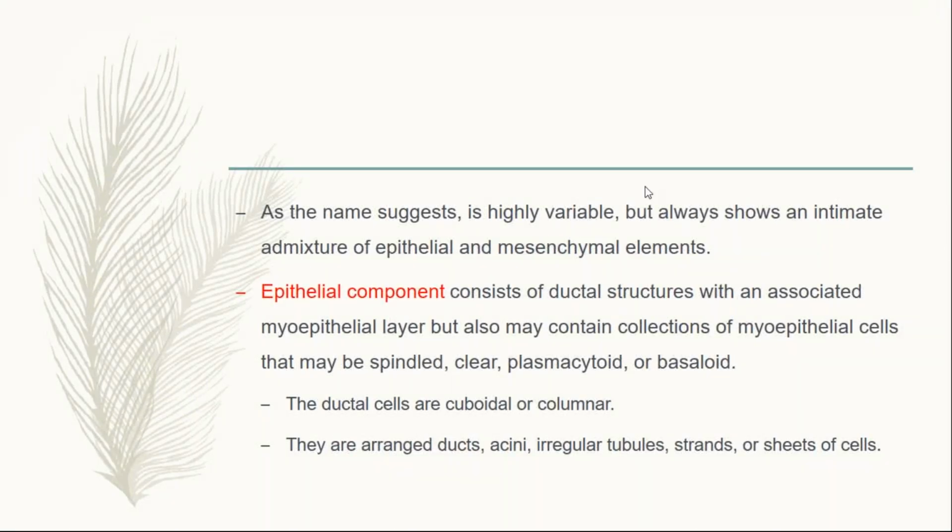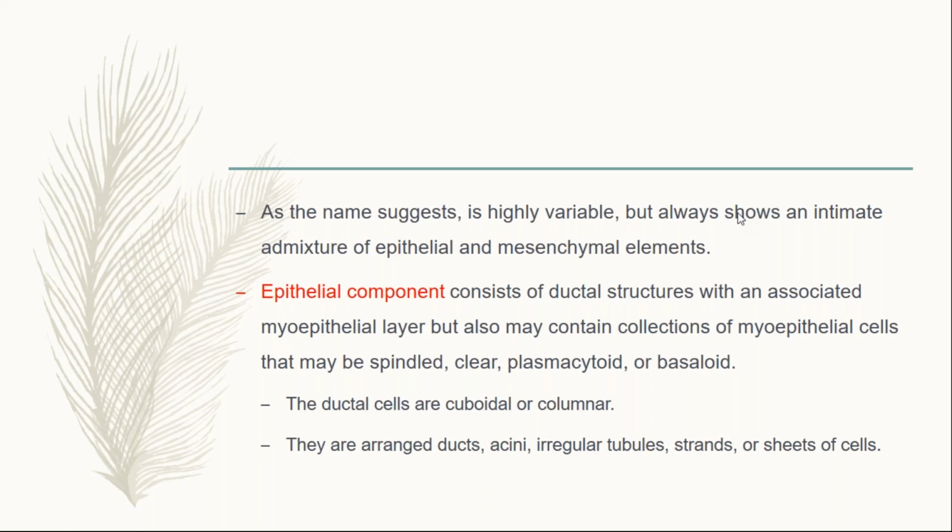As the name suggests, it is highly variable, but always shows an intimate admixture of epithelial and mesenchymal components. This tumor arises from salivary gland ducts. The salivary gland ducts consist of two types of epithelium, right? The inner luminal side has a columnar or cuboidal epithelium, or sometimes a flat epithelium, and surrounding this there is a myoepithelium. These tumors arise from the salivary gland duct.